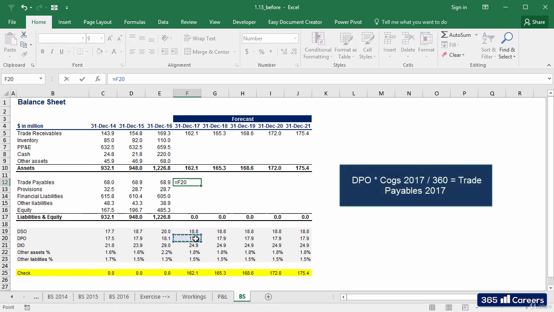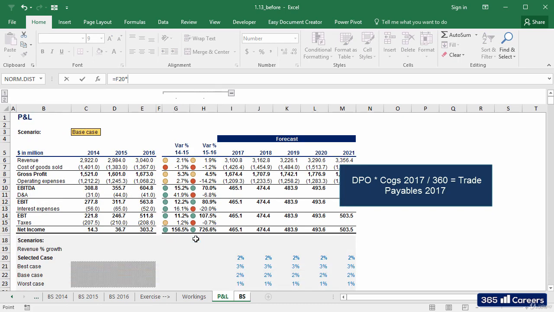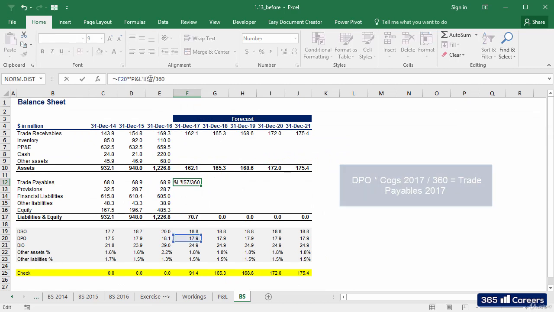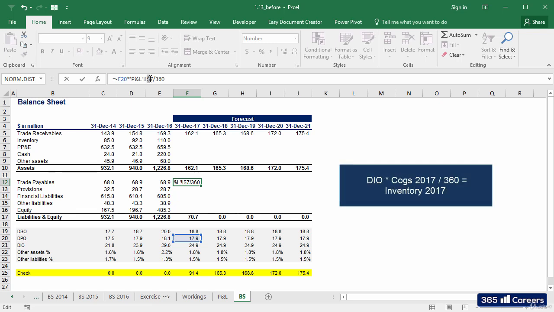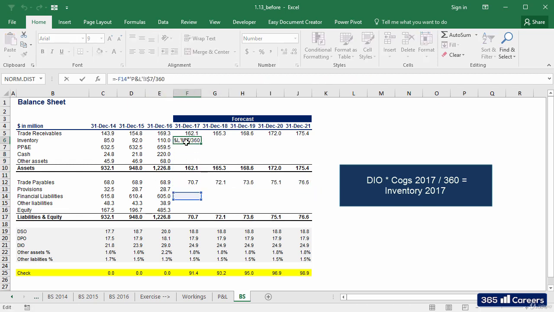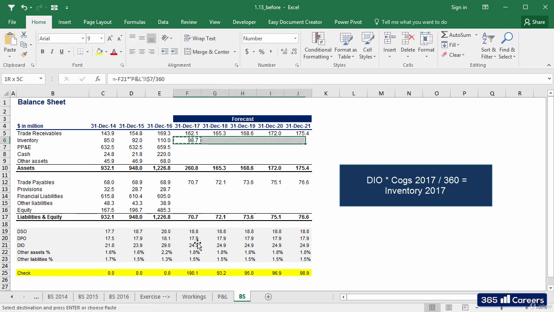We have the same thing for trade payables and inventory. Multiplying the number of days by the COGS figure for that year and dividing by 360 will result in the trade payables amount for 2017. As you probably noticed, we are fixing the row reference of cost of goods sold when calculating trade payables. This allows me to copy the formula for inventories directly.